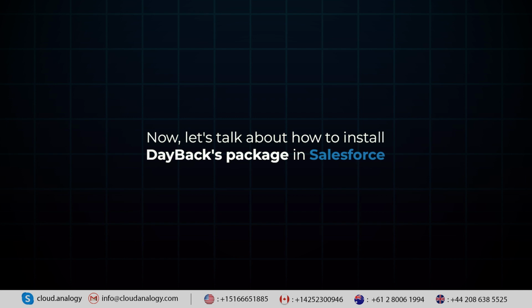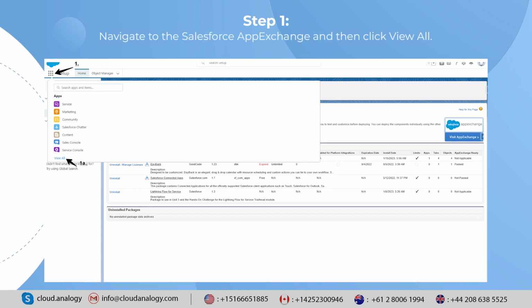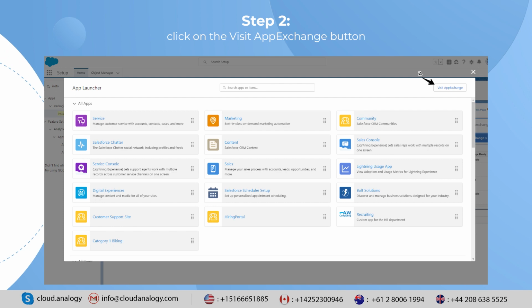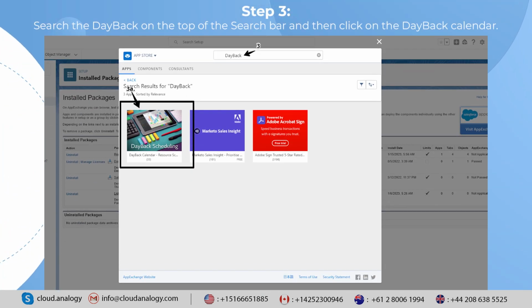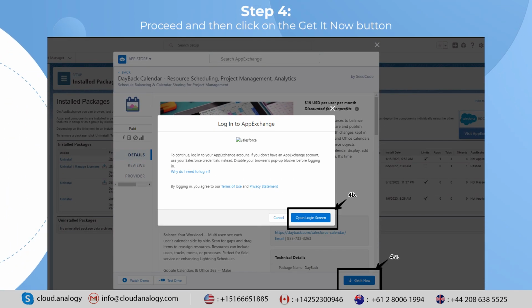Now, let's talk about how to install DayBack's package in Salesforce. Step 1. Navigate to the Salesforce AppExchange and then click View All. Step 2. Click on the Website AppExchange button. Step 3. Search for DayBack in the search bar at the top and then click on the DayBack calendar. Step 4. Proceed and then click on the Get It Now button.